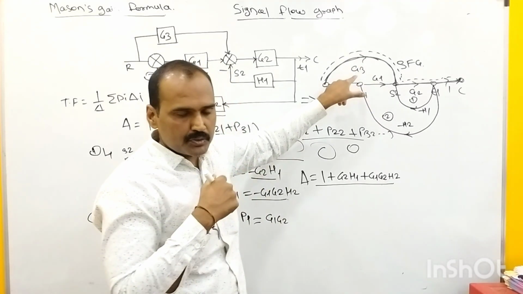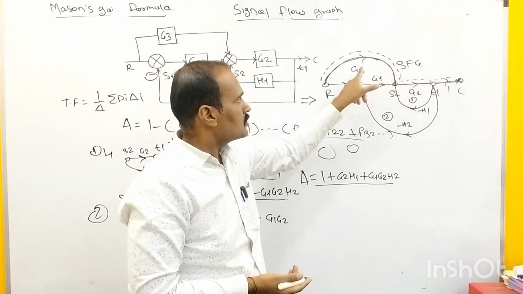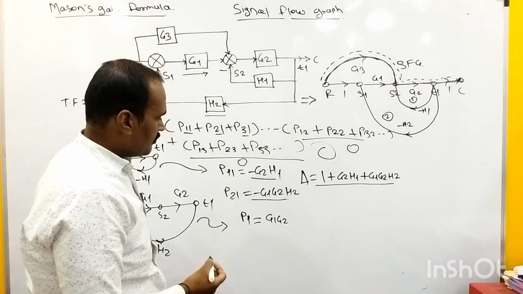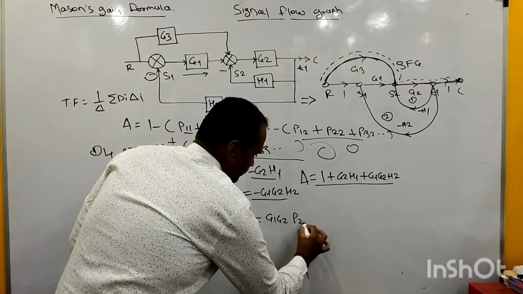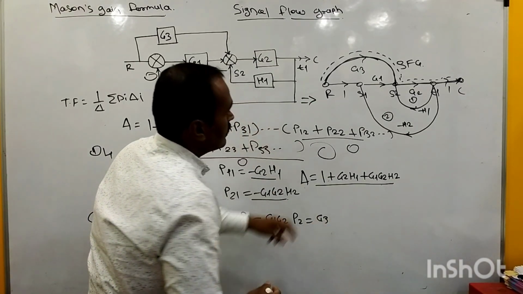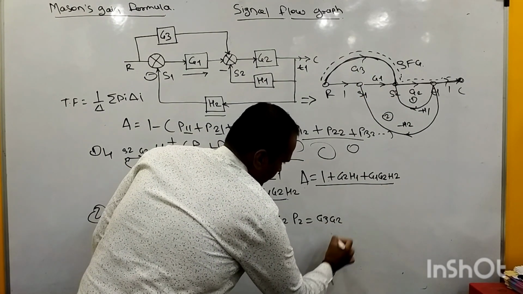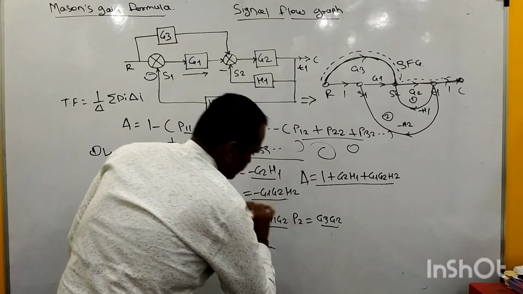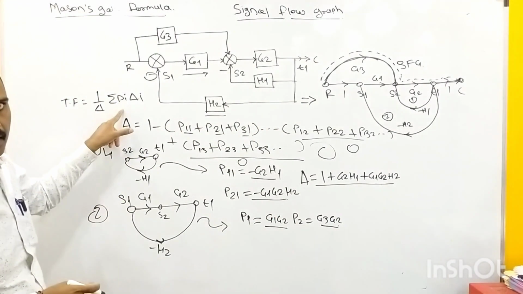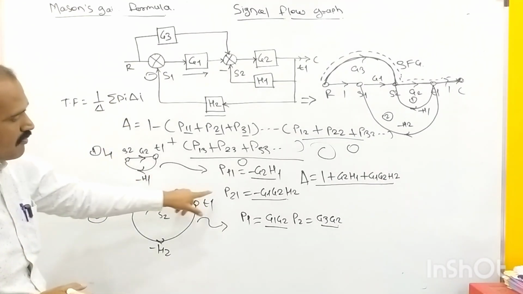And the gain of this path: we need to count how many elements we have in this forward path. We have G3 as well as G2 and 1, right? So the forward path number 2 becomes P2 equals G3 times G2, right? That is the second forward path, and this is the first forward path. So again, coming back to Mason's gain formula, the summation sign is iterated 2 times, which depends on the number of forward paths.